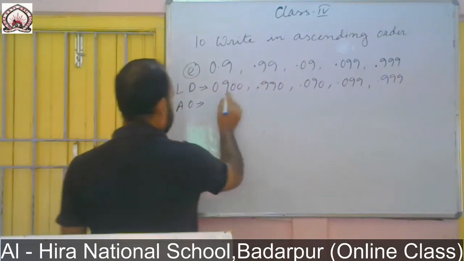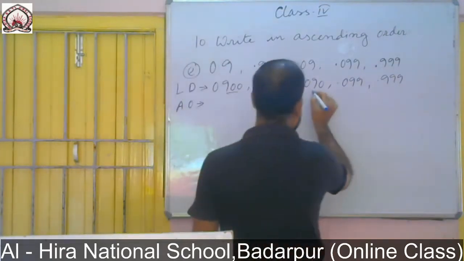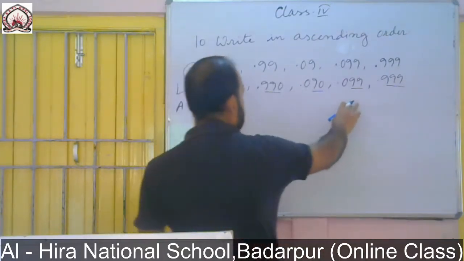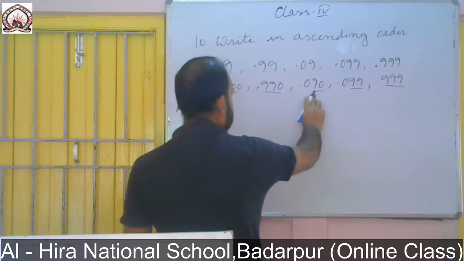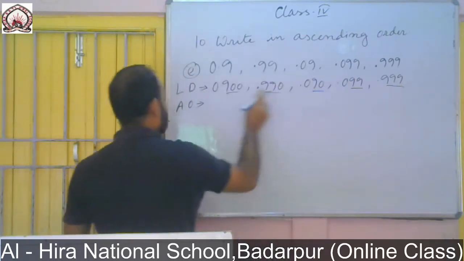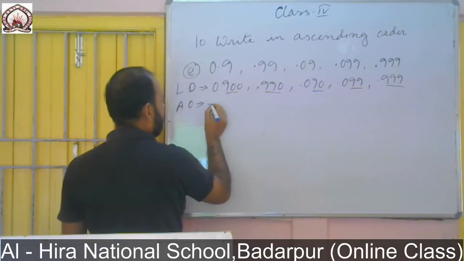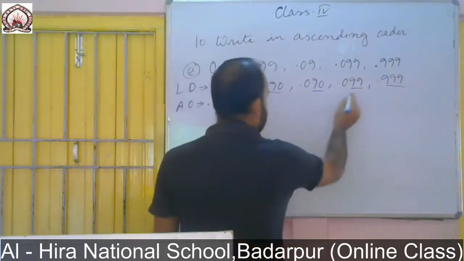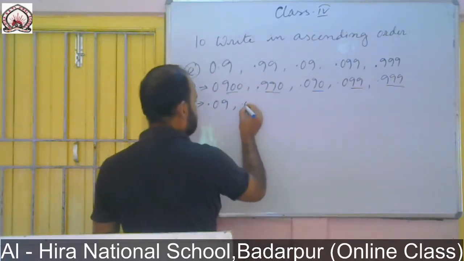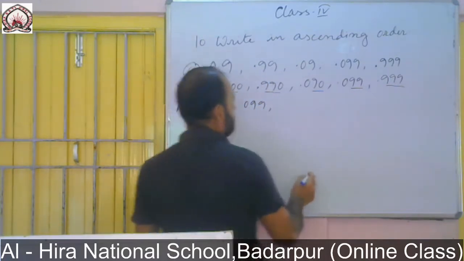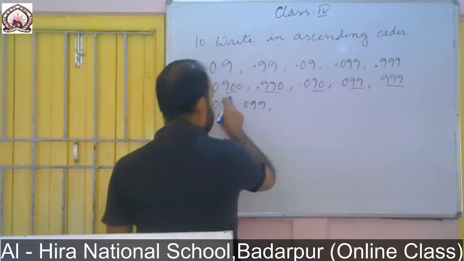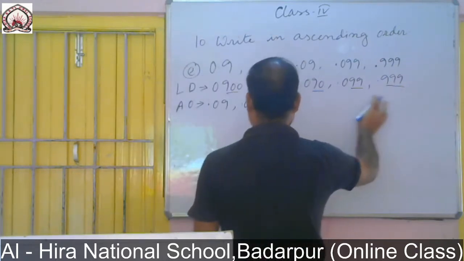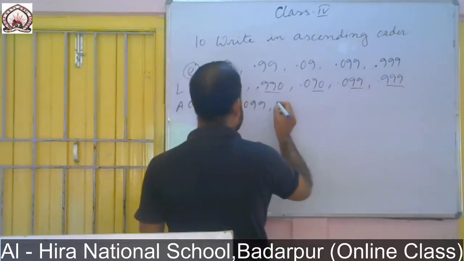Order. So here after the decimal: 900, 990, 90, 99, 999. So which one is the smallest number? The smallest number is 009. So first 0.09, next 99, so 0.099, next 900, next 990, next 999.